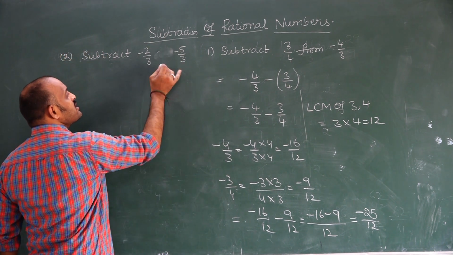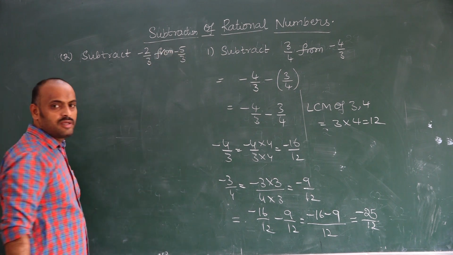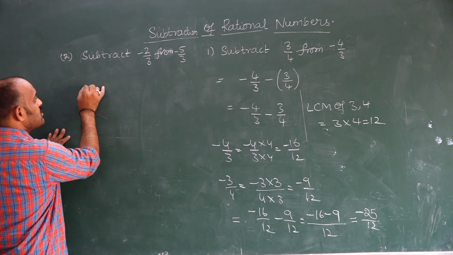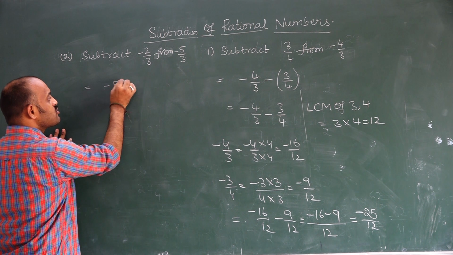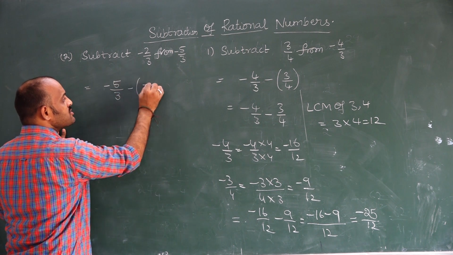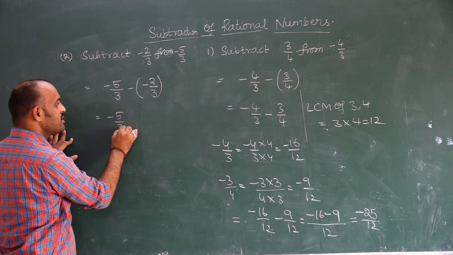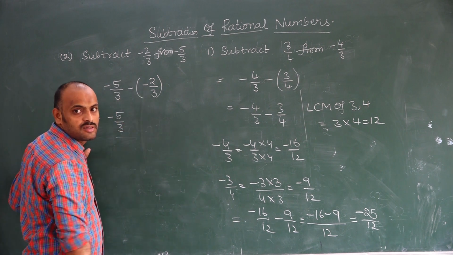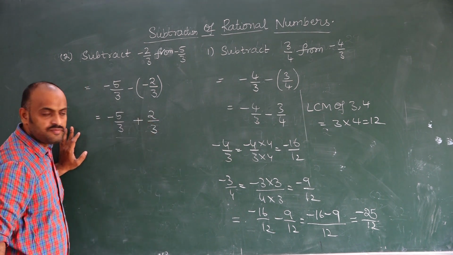Subtract minus 2 by 3 from minus 5 by 3. Subtract minus 2 by 3 from minus 5 by 3. So minus 5 by 3 minus of minus 2 by 3. So minus 5 by 3, minus into minus is plus. Minus into minus is plus.